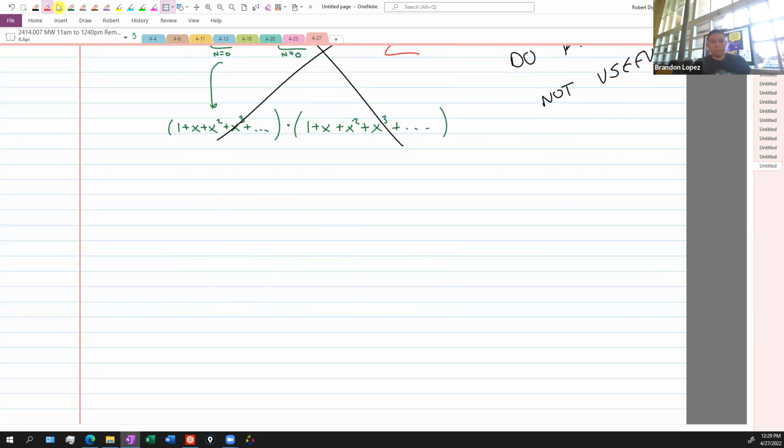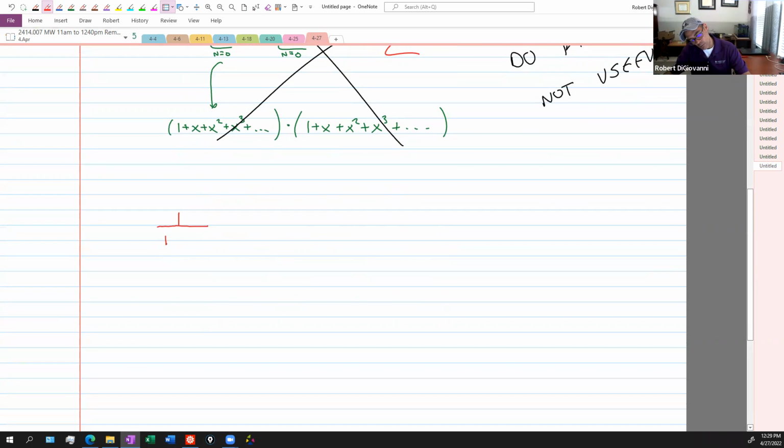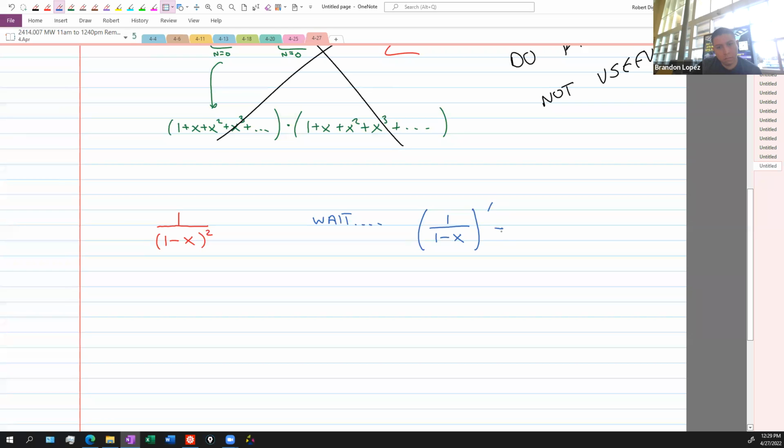All right, so let me start from scratch here. 1 over 1 minus x, that quantity squared. I sit there and I start thinking about this, and I go to myself, wait a minute, hold on a second. If I take 1 over 1 minus x, that's the one that we do know about. The problem is the squared here. We don't have that. But if I ask you right now to take the derivative of it, what would the derivative of that be?